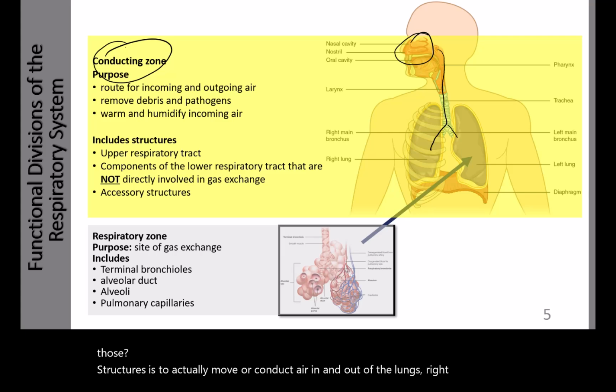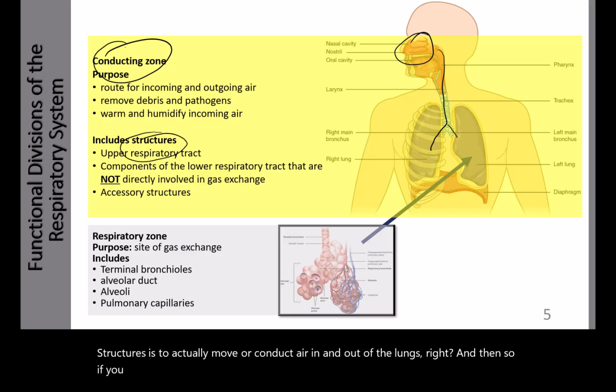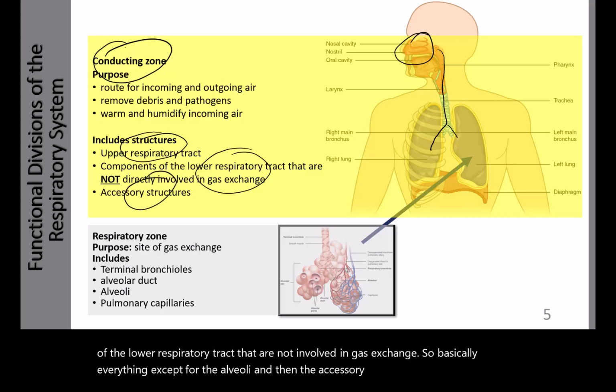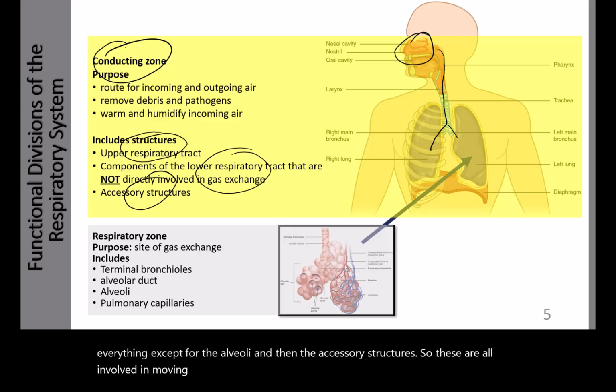And then, if you look over here, it includes everything in the upper respiratory tract, and components of the lower respiratory tract that are not involved in gas exchange. So basically everything except for the alveoli, and then the accessory structures. So these are all involved in moving air in and out of the lungs.